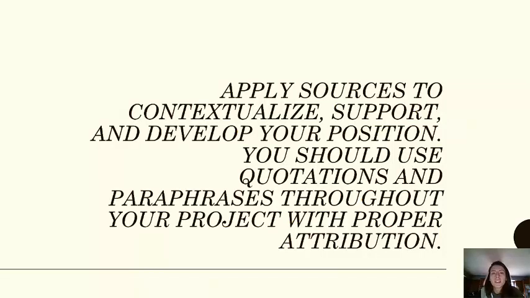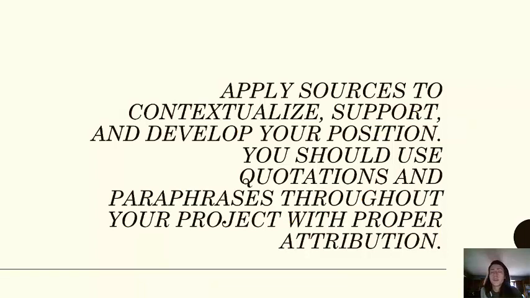Also, apply your sources to contextualize, support, and develop your position. You should be using quotations and paraphrases from that source material throughout your project with proper attribution. So that means you need to be using in-text citations as well as signal phrases like Jones and Smith argue, Patel demonstrates. This goes for your primary source material as well.